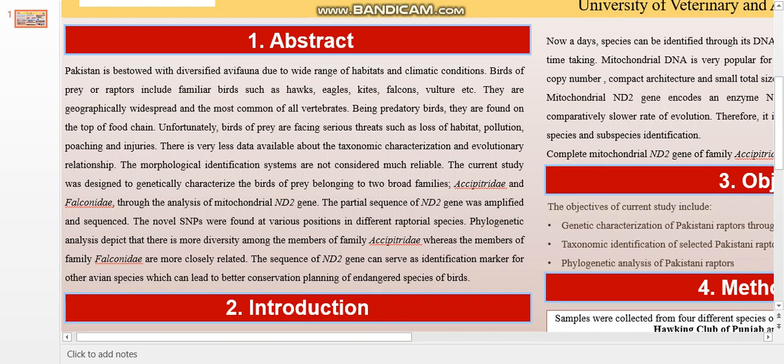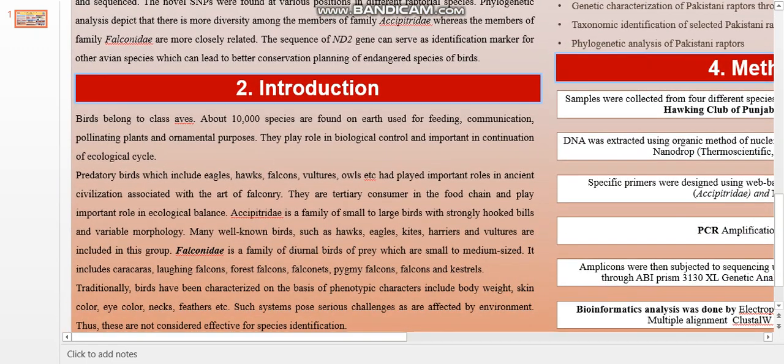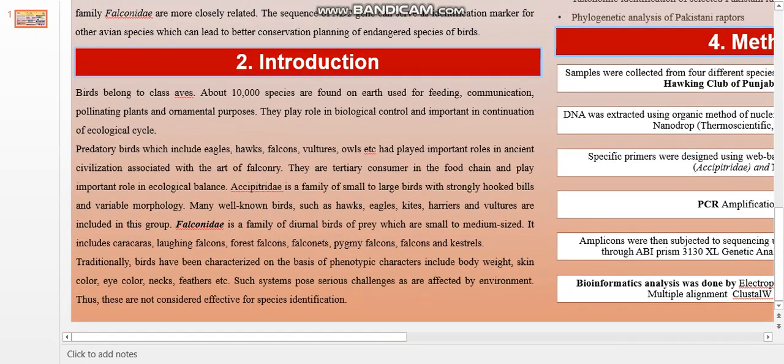The phylogenetic analysis also depicts that there is more diversity among the members of family Accipitridae, whereas the members of family Falconidae are more closely related. So these sequences of ND2 gene can serve as identification marker for other avian species and can lead to better conservation planning of endangered species of birds. So this is the introduction of my study.